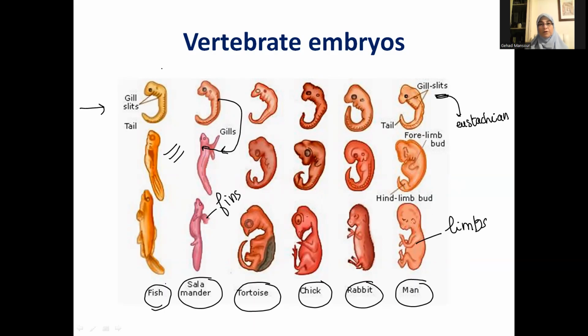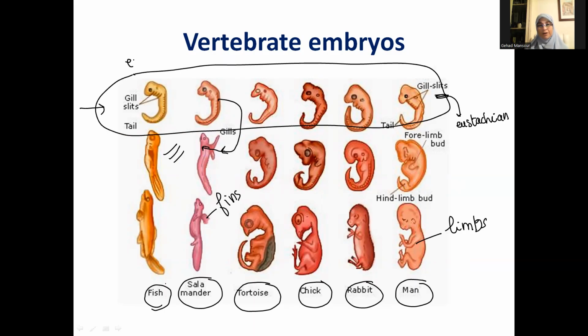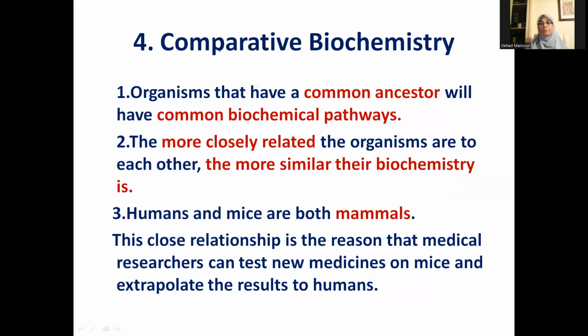So this early embryonic stage, where all early embryos had gill pouches or gill slits, is taken by scientists as an evidence of common ancestry.